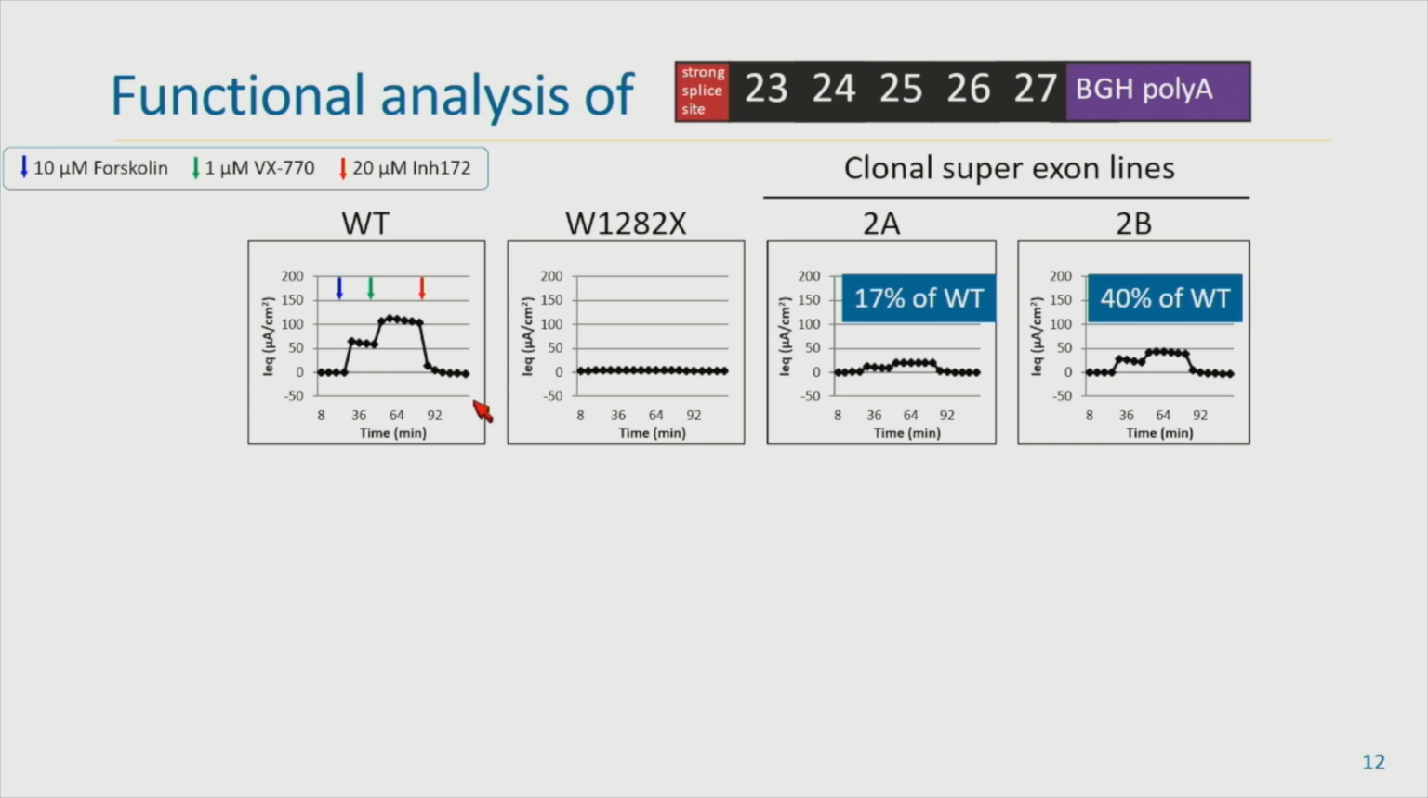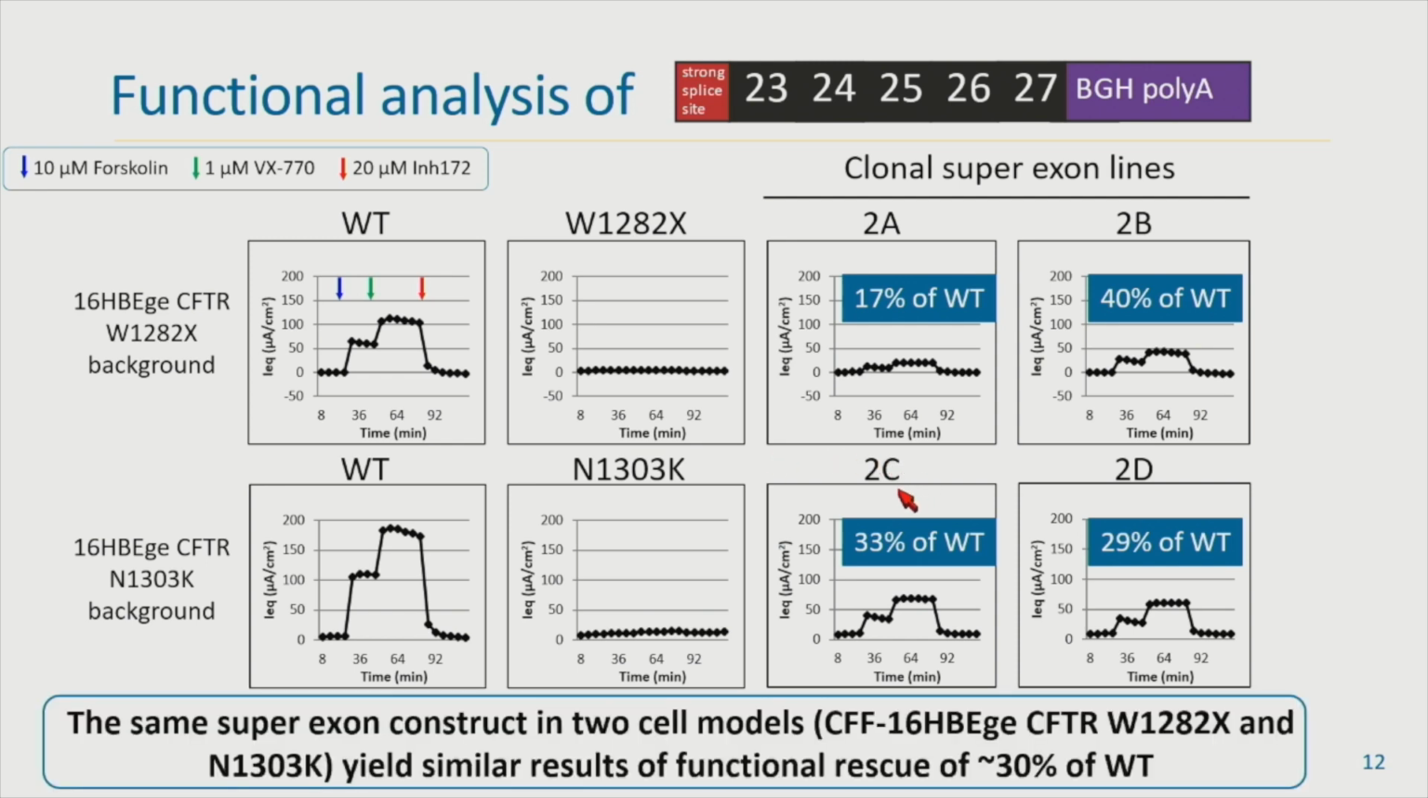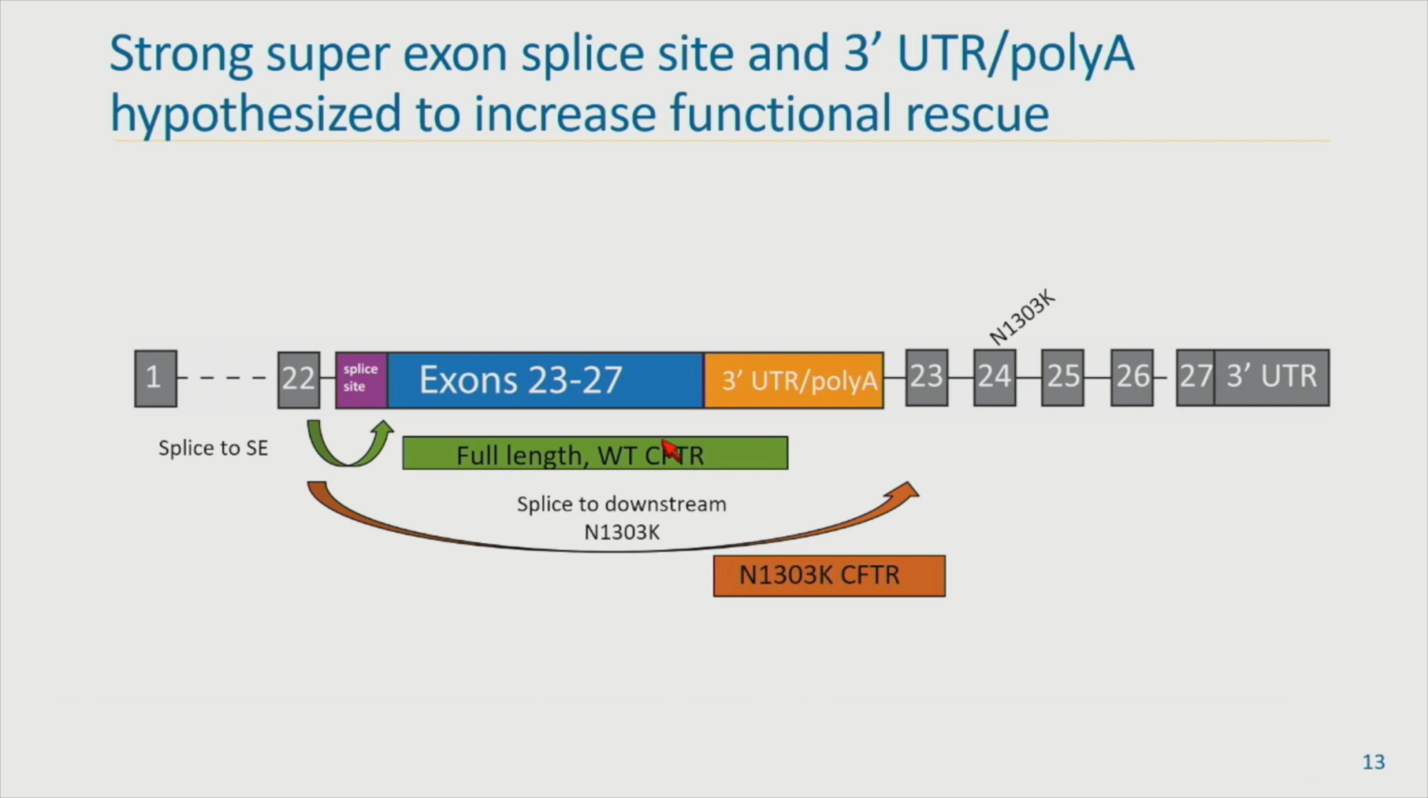We also realized that when we were trying to quantify the level of bypass splicing, it was a bit difficult because we were doing this in a 1282X system. 1282X is sensitive to NMD, whereas wild type or superexon mRNA is not. So what we did is we switched to a model that was not sensitive to NMD, an N1303K model, put the superexon into this model, and again, we saw about 30% of functional rescue. So while the stronger splice acceptor was helping, it was clearly not enough.